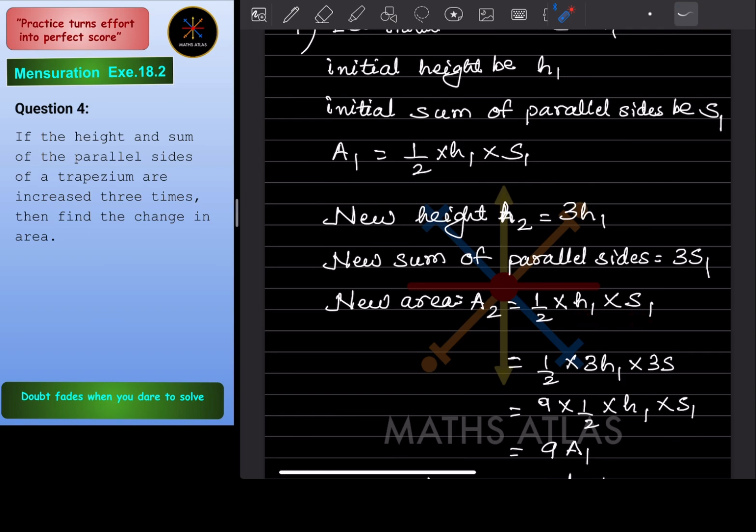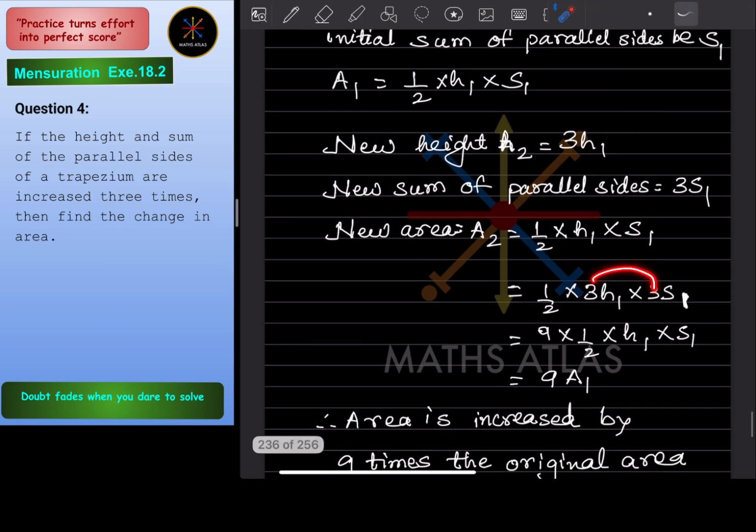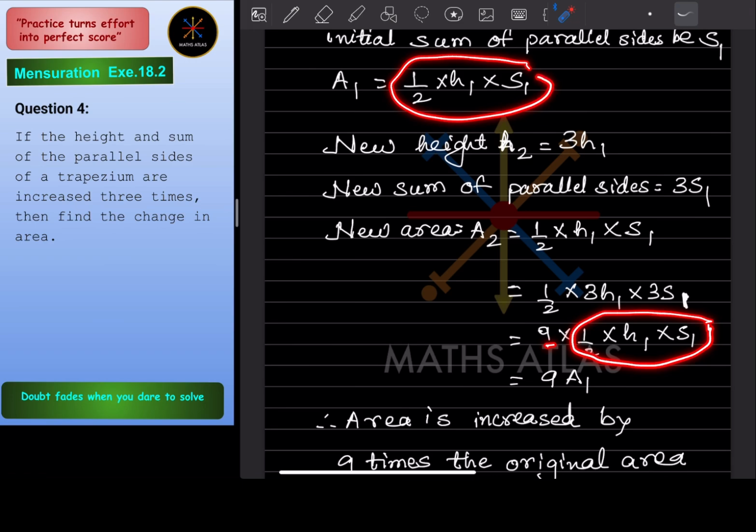Now why did we write H1 here? This is the initial one. So later on we write 3H1 into 3S1, and this is the new area. This is going to be 9, and then half into H1 into S1 remains as it is. Now what you can see is that this 9 and this half into H1 into S1 is nothing but A1, so for this whole part we can write A1.